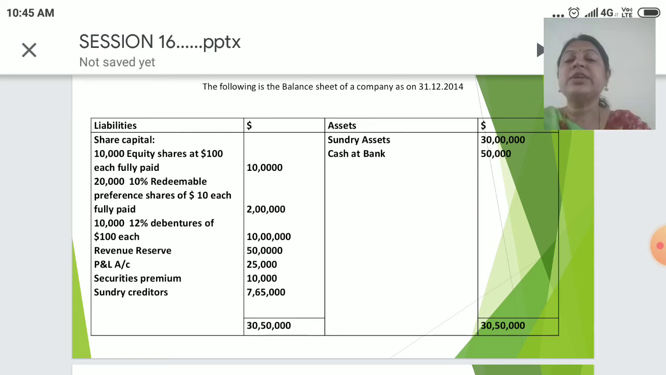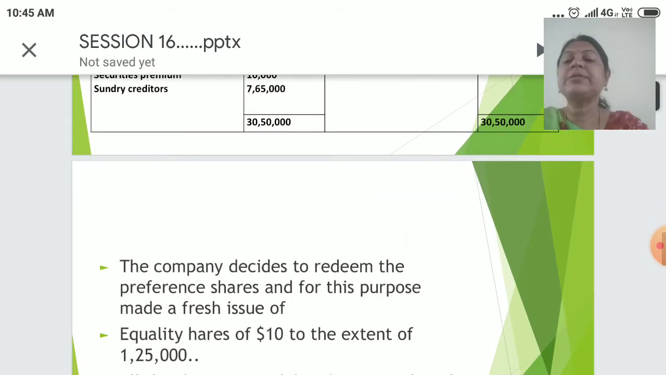And coming to sundry assets, we have 30 lakhs, and then cash at bank would be 50,000. Total balance sheet would be 3 lakh 50,000. This is the balance sheet of a company. The first one, 10,000 equity shares of 100 fully paid would be 10 lakhs.